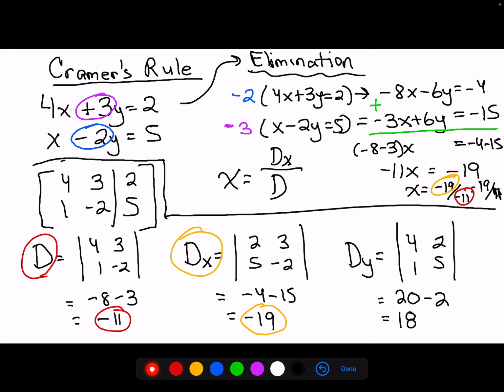And if you use generic a sub 1, b sub 1, a sub 2, b sub 2, you can prove that this is a technique that will work over and over again. And the very interesting thing too is that similarly, you can find y by doing d sub y over d. So that would be 18 over -11 or -18/11ths.